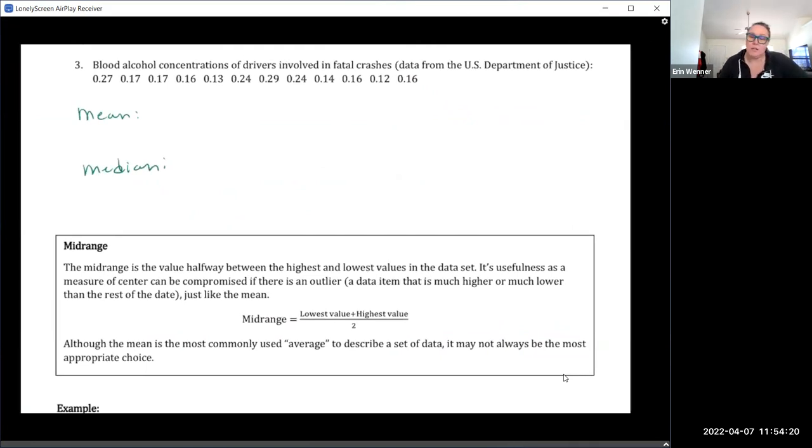The mean is going to come out with a number that when you find it goes to 4 decimal places. Leave it at 4 decimal places because it terminates.